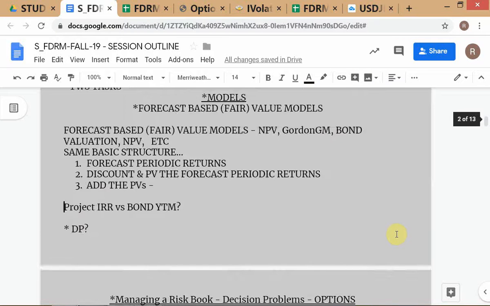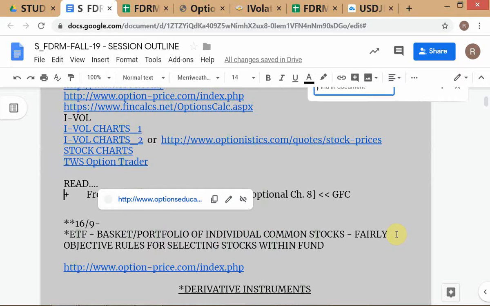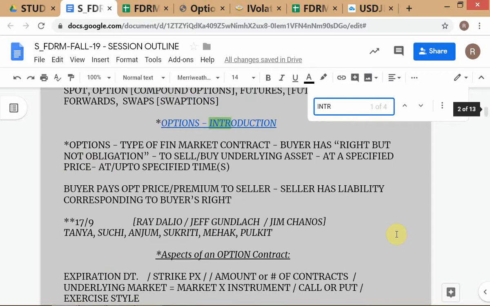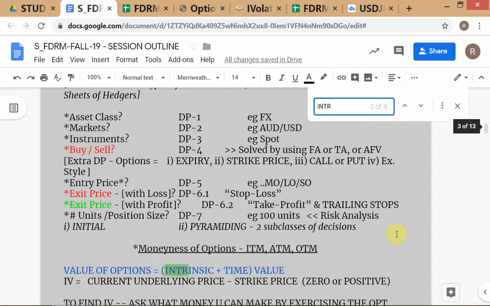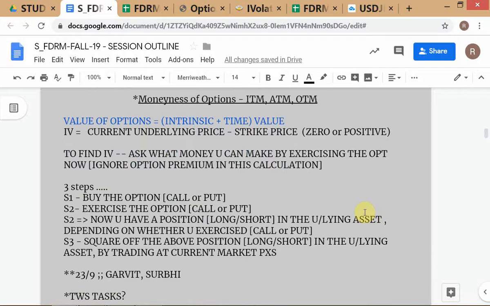Where do we have intrinsic value? Yeah, here. Okay, guys, here, look at this. Let's revise all this stuff again. So, a lot of the basics.